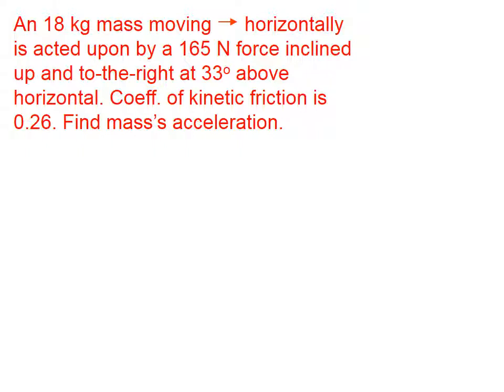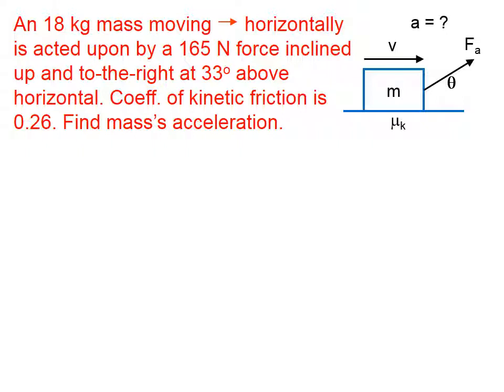Now we have an 18 kilogram mass that's moving to the right horizontally, and it's acted upon by a 165 Newton force that's inclined up and to the right at 33 degrees above horizontal. The coefficient of kinetic friction is 0.26. Find the mass's acceleration. So again, in terms of variables, this is our situation. Notice that our applied force is up and to the right at 33 degrees above horizontal. So from here to there is 33 degrees.